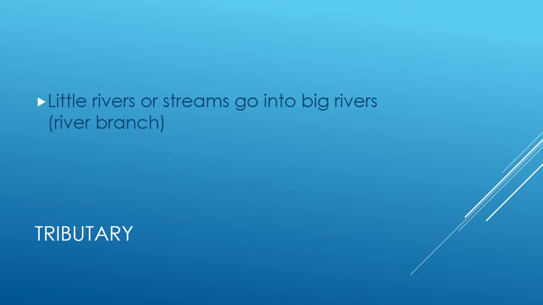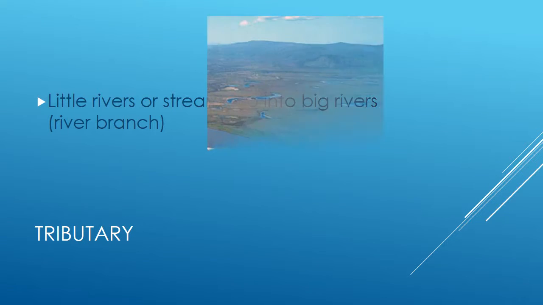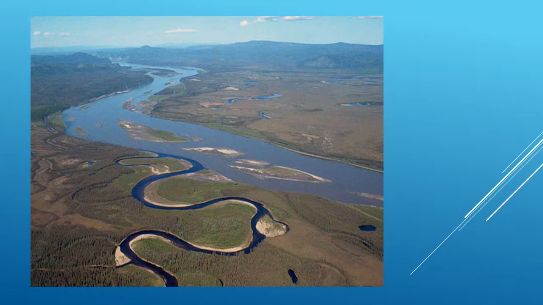A tributary is a little river or stream that goes into a big river. It's a river branch. And this tributary, you can see, is running into the larger river. If Goose Creek is nearby, it runs into the bigger river, the Potomac River, and then all of the rivers that are running out eastward, the Potomac River, go into the Chesapeake Bay.